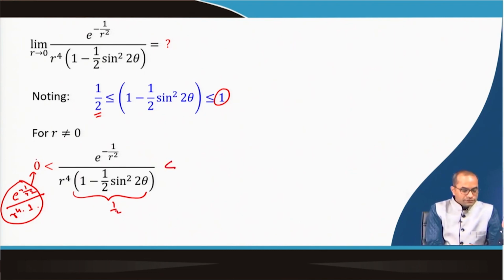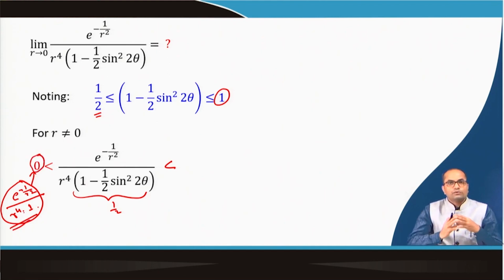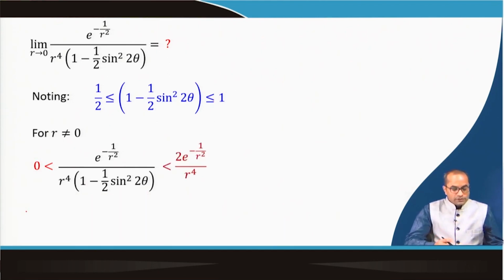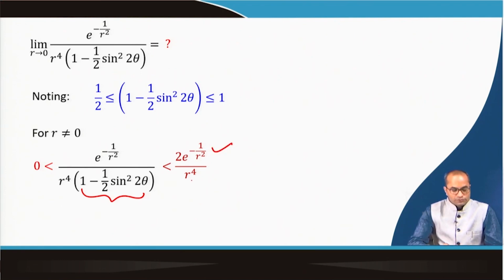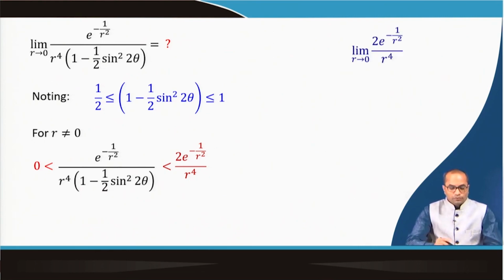So, on the lower side either we keep it 0 or we keep it e power minus 1 over r square divided by r 4. So, both will work. On the upper side, when we replace this by half the smallest value possible of this expression here, then we will get 2 e power minus 1 over r square divided by r 4. And now we will look at this term here, what is the limit when r goes to 0.